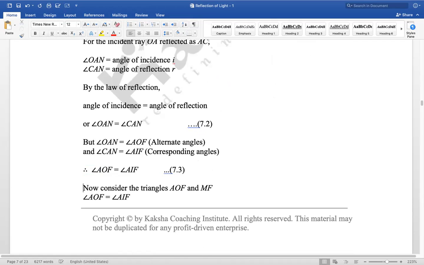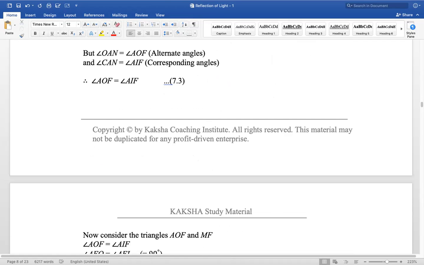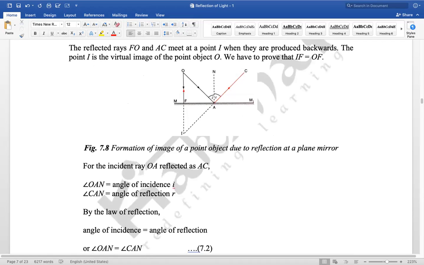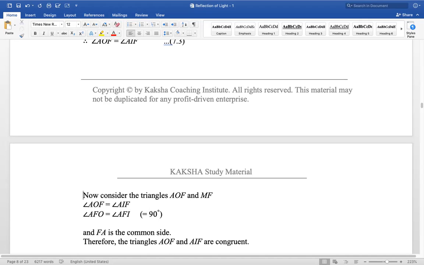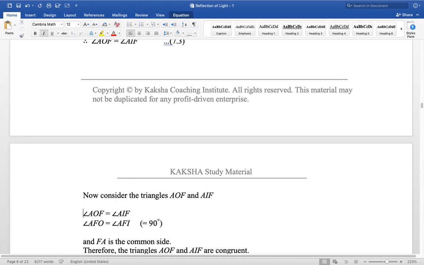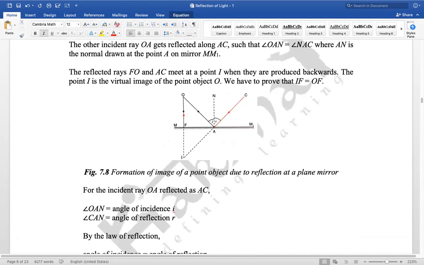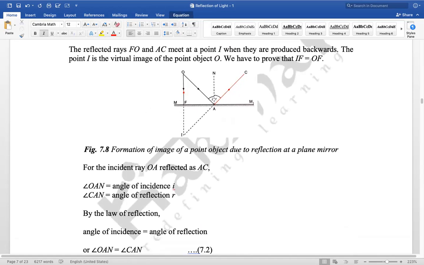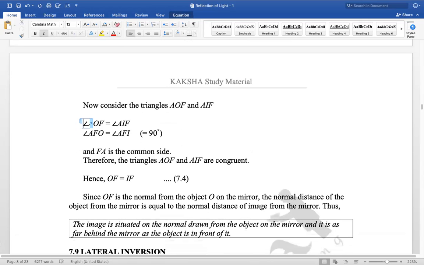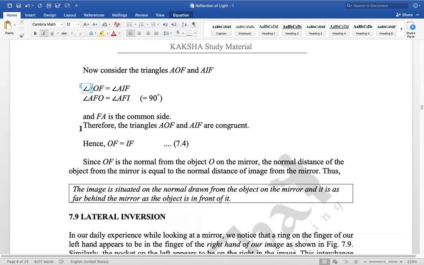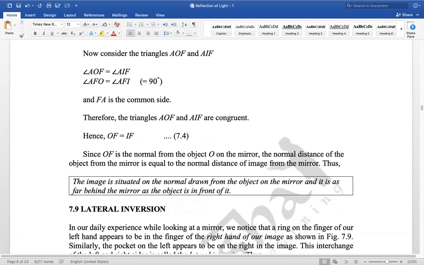Now consider triangles AOF and AIF. Angle AOF is equal to AIF and AFO is equal to AFI, which is 90 degrees, and FA is the common side, so therefore triangles AOF and AIF are congruent, तो उससे हमारा OF is equal to IF हो गया.